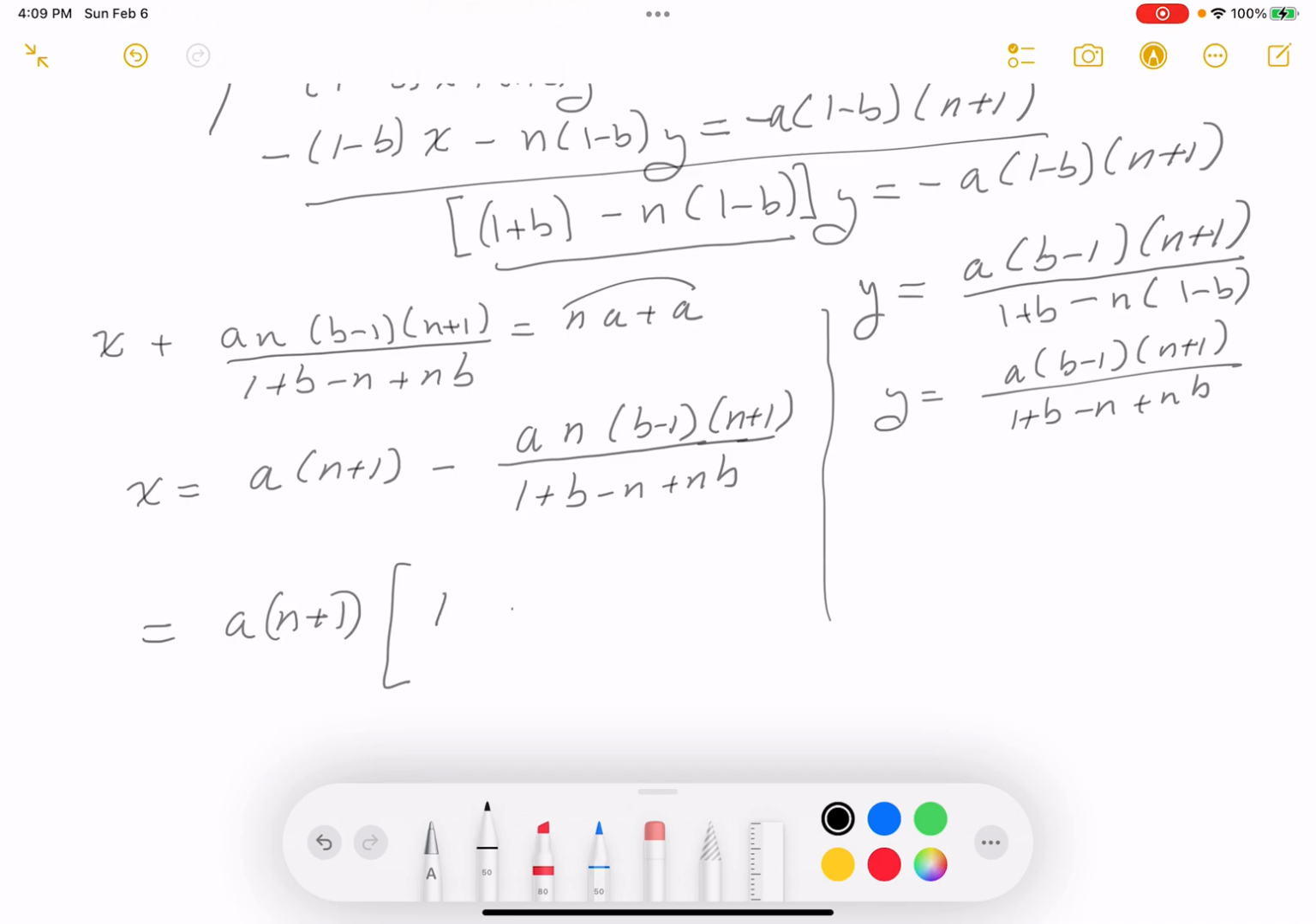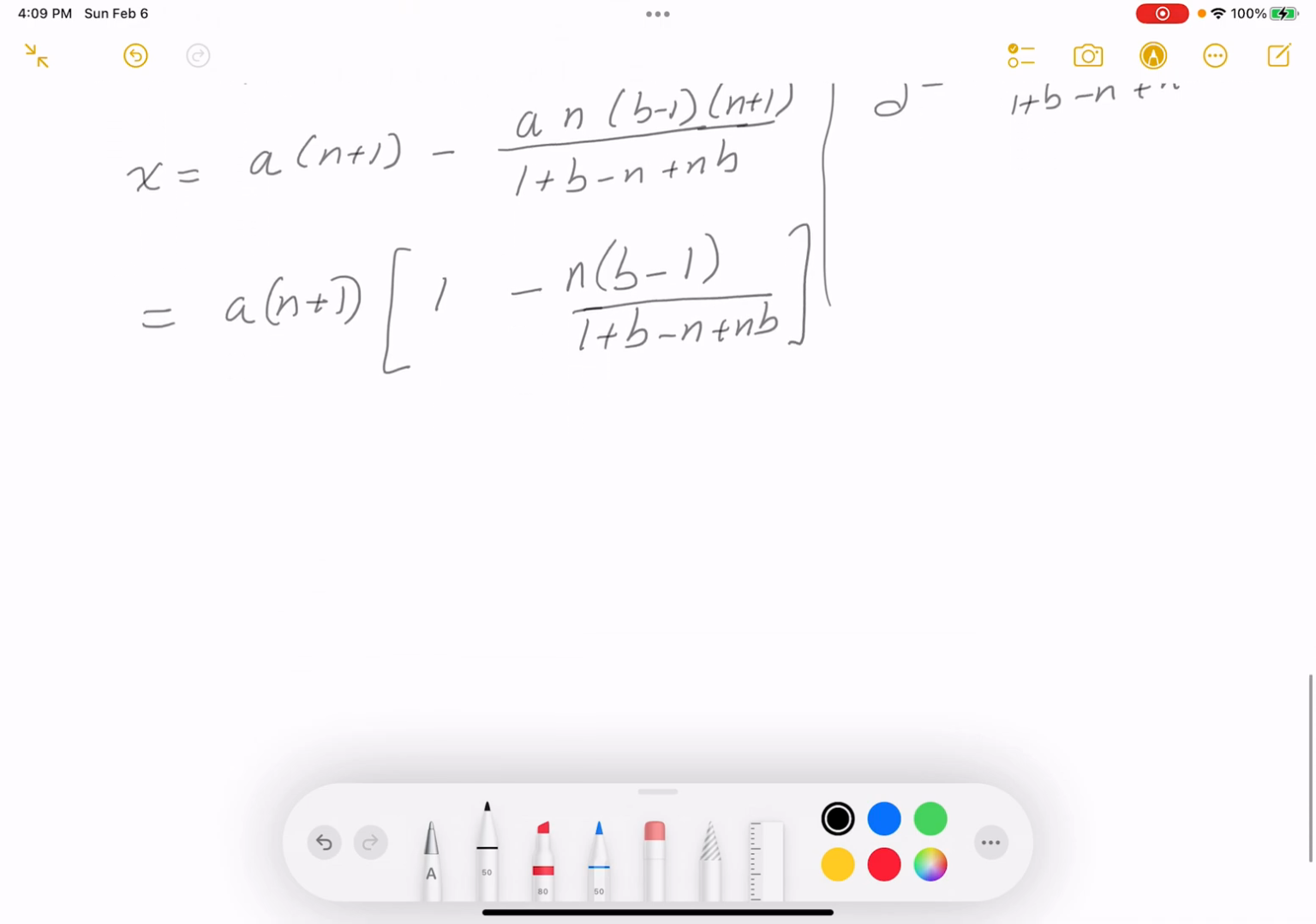1 minus b minus 1, that's in parentheses, by the way, n. And on bottom you get 1 plus b minus n plus nb. I'm going to keep moving along. And I know it's tedious, but I do want to match their answer. A, n plus 1.